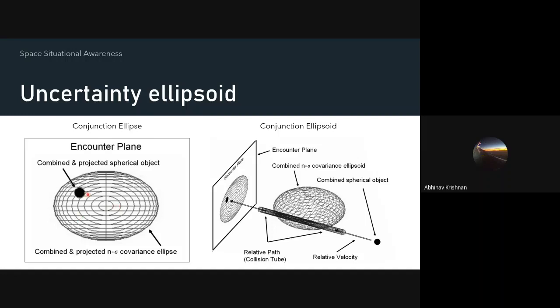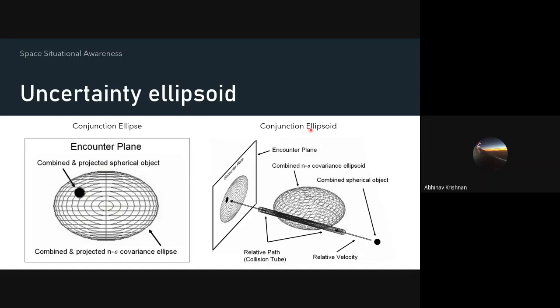Then the intersection of that, the one which is considered as the black dot here, is considered to be the combined and projected spherical object. Now that is important because probability of collision is computed based on the diameter of this combined region. If that intersection is large enough, you have a higher probability; otherwise you have a very low probability because it could be anywhere within that region. But the threat is very high. Now, the combined and projected n-sigma, either 3 sigma covariance ellipse, or 2 sigma or even 5 sigma, depends on the accuracy you are interested in.